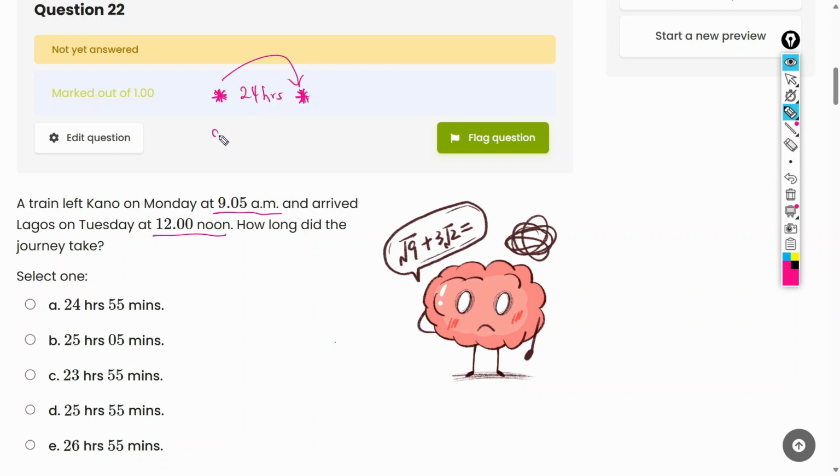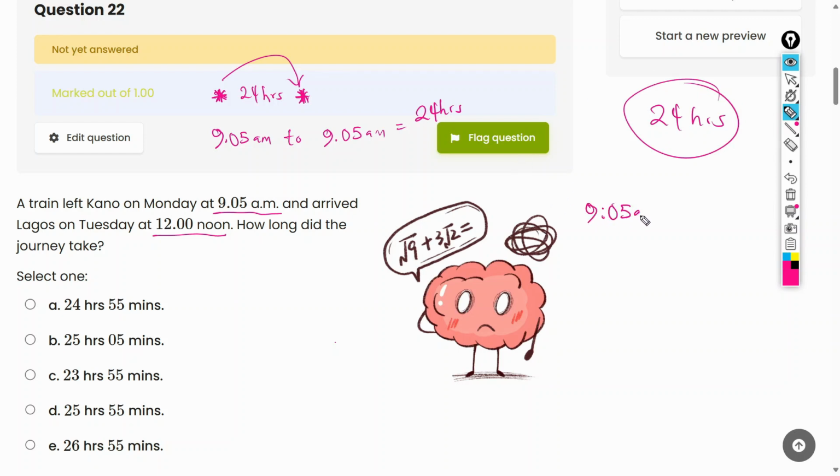So it means that from 9:05 a.m. on Monday to 9:05 a.m. on Tuesday, that's 24 hours already. So we have 24 hours. So what we want to look for now is the time from 9:05 a.m. on Tuesday to 12 noon. And then to find that difference, we can subtract.